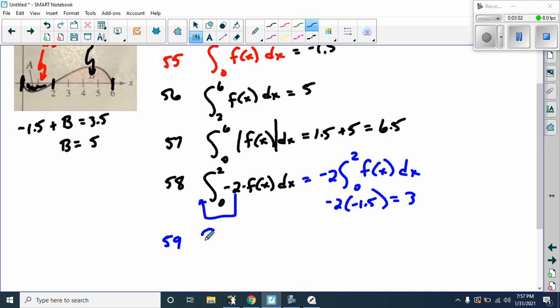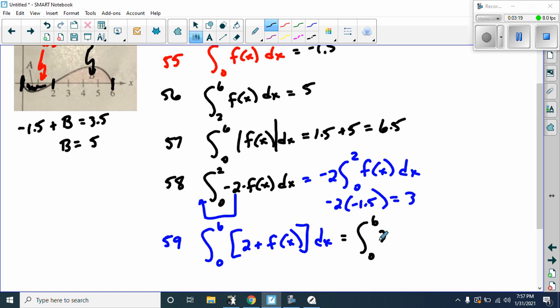59, there's a couple different ways you could do it. The integral from 0 to 6 of 2 plus f of x dx. We had a property that said that we can split this into 2 separate integrals. We can integrate from 0 to 6 of 2, and we can integrate from 0 to 6 of f of x dx. And because I'm adding, I can just add those 2 integrals. That works if you're adding or subtracting, not if you're multiplying or dividing.